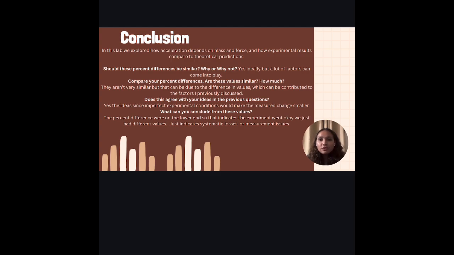So, does this agree with your ideas in the previous questions? Yes, the ideas align since imperfect experimental conditions would make the measured change smaller. And what can you conclude from these values? The percent error was on the lower end, so we believe the experiment went okay. We just had different values, which overall indicates systemic loss or measurement issues.